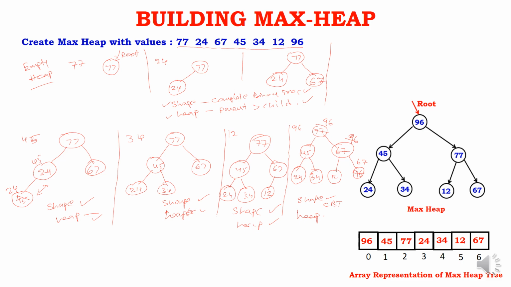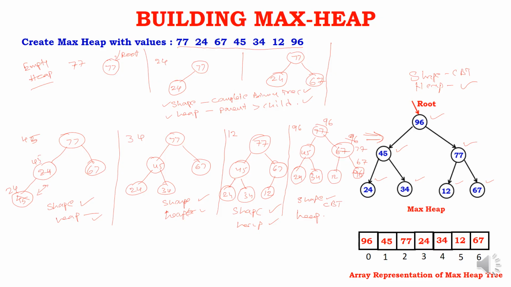This becomes 77. So the final heap is like this. So 96 root, 45 is left subtree, 77 is right subtree, 24, 34, 12, 67. So now we have constructed a max heap where it is satisfying shape property. Shape is complete binary tree. Heap property, parent is greater than children.